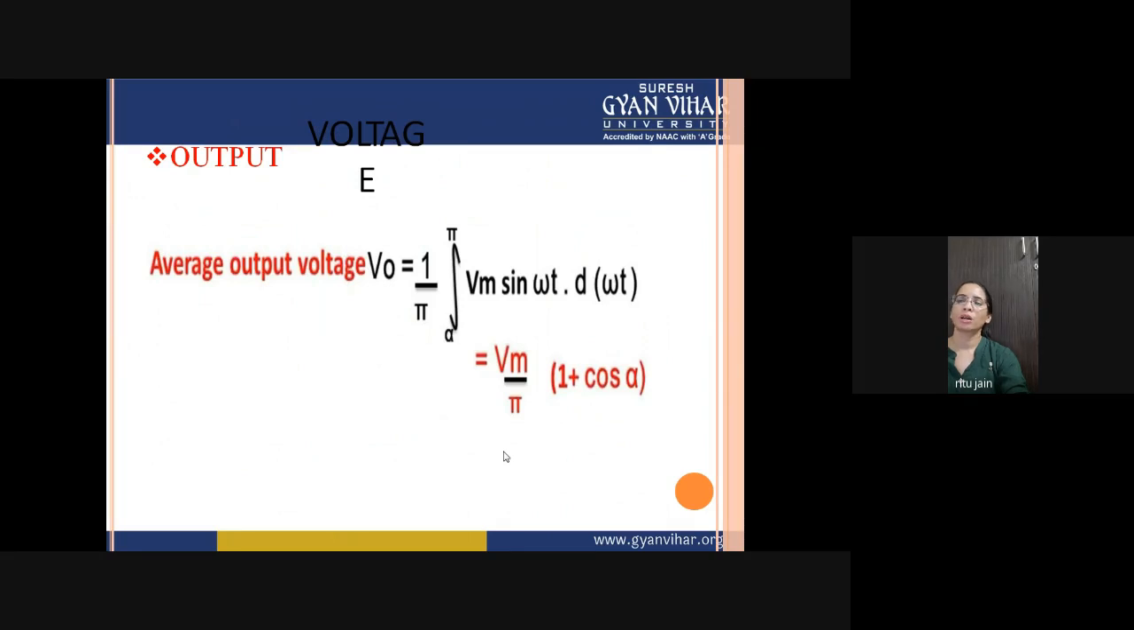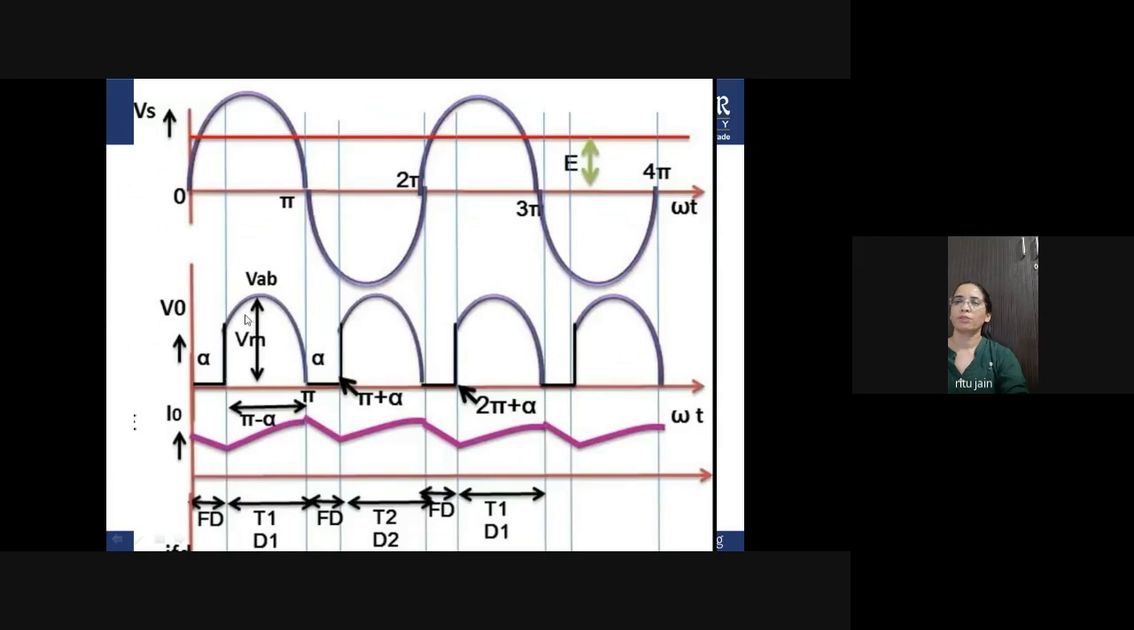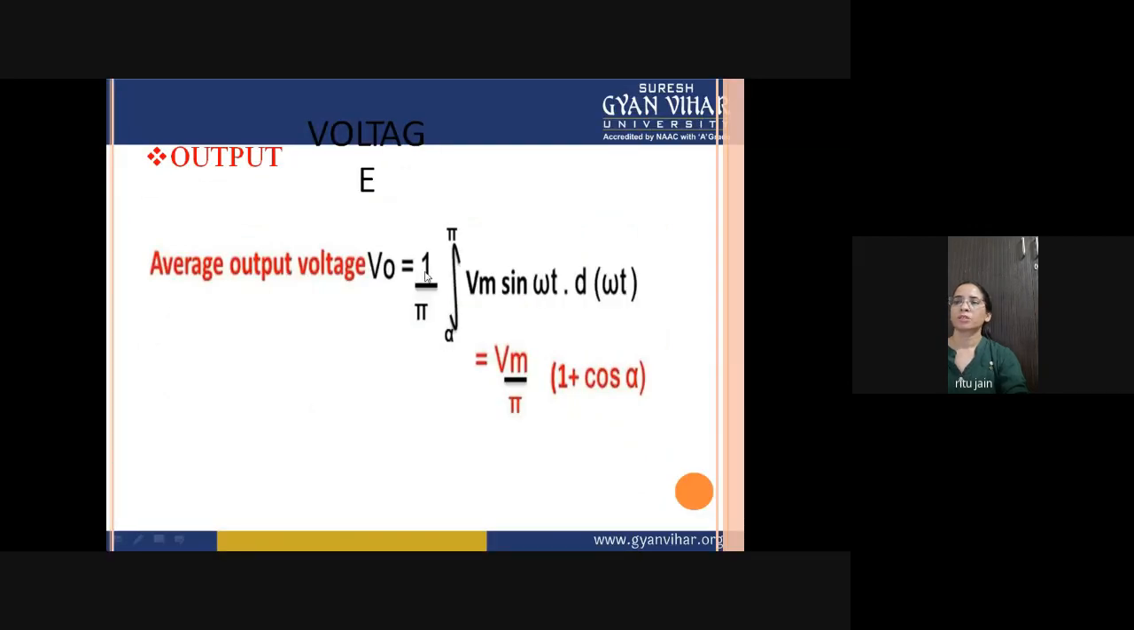Now let's come to the output equation, which is very important. We can get the output equation from the diagram; this is your sine waveform. It is conducting from alpha to pi, so the output voltage you are getting is from alpha to pi. So 1 by pi integration from alpha to pi of Vm sine omega t d omega t. When you integrate this and solve the equation, you will get the output voltage equal to Vm upon pi times 1 plus cos alpha.